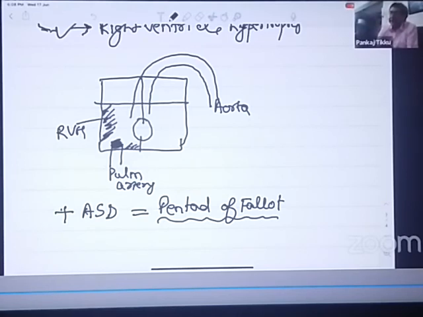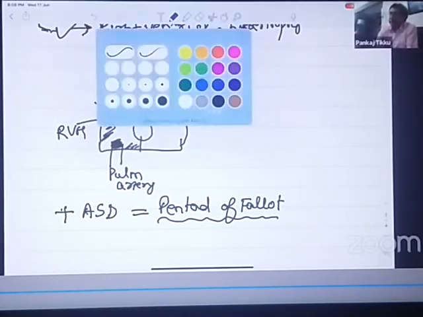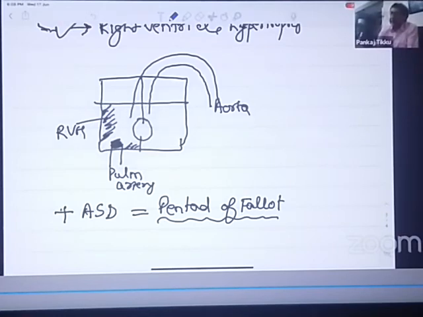Now you can understand this thing. Please pay attention here just for a moment. When there is a pulmonary stenosis in TOF, the circled portion, what will happen is the blood from the right ventricle during certain times will not be able to enter into the pulmonary artery. So this blood through the ventricular septal defect will shunt into the left ventricle.